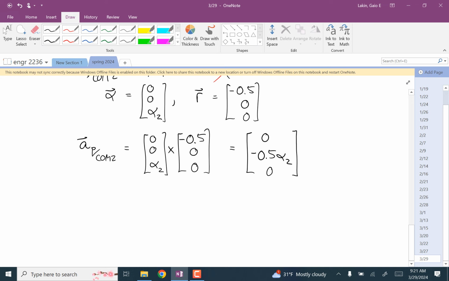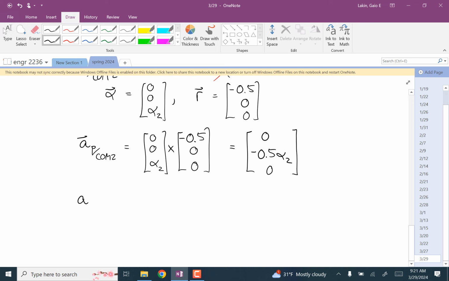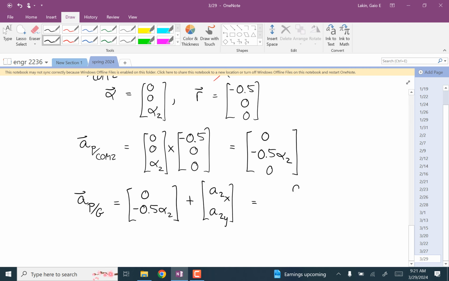Now don't forget about the relative motion. So the acceleration of P relative to the ground is 0, negative 0.5 alpha 2, I'll just write it as 2 components, plus a2x, a2y. So a2x, and then the y component is negative 0.5 alpha 2 plus a2y.